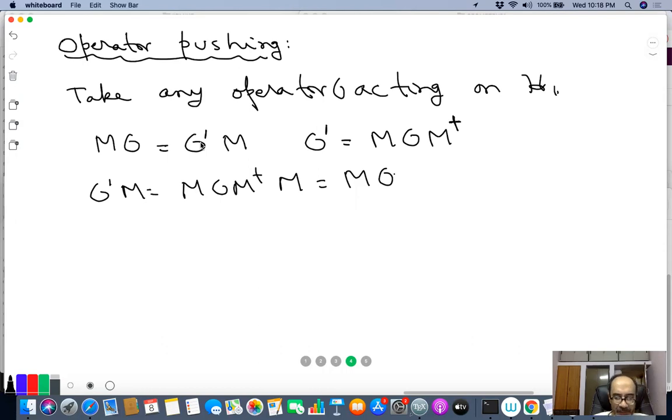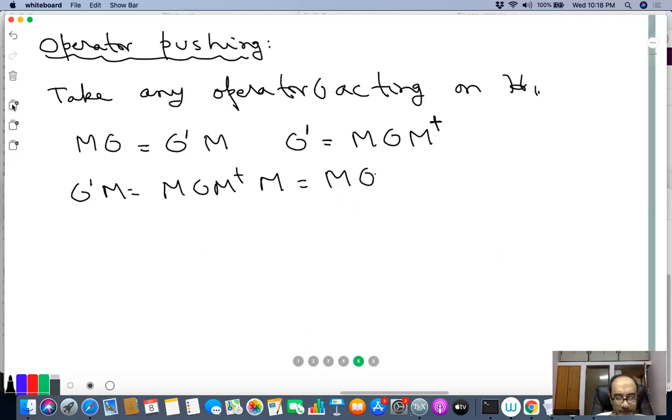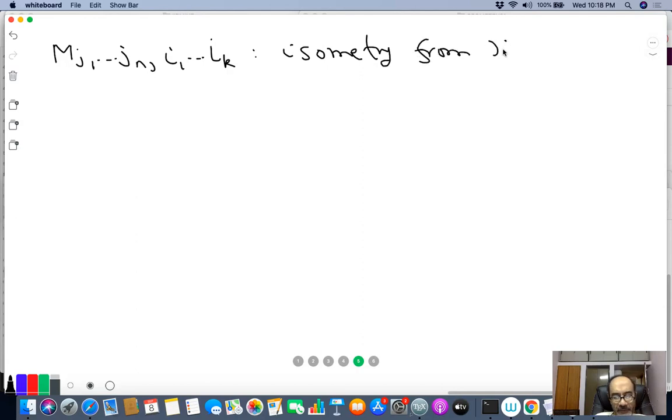Okay, so now I'm going to discuss another property of isometry, which may not be so obvious. And the property is the following. Maybe I should open a new page. So let's take M_{J1 to Jn, I1 to Ik}. This is an isometry from H to the k to H to the n.